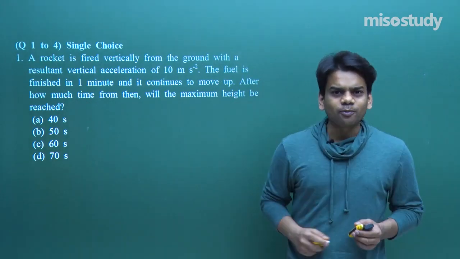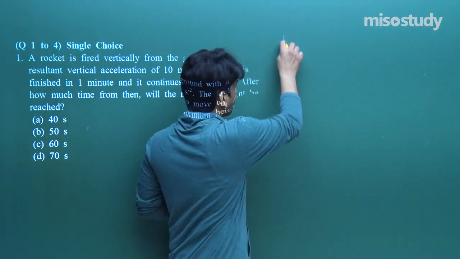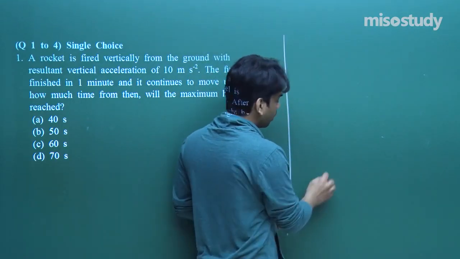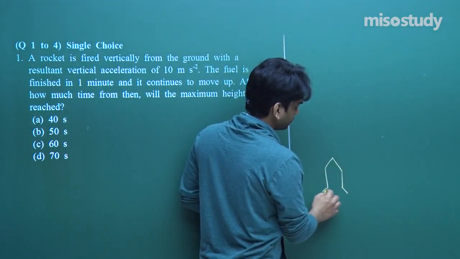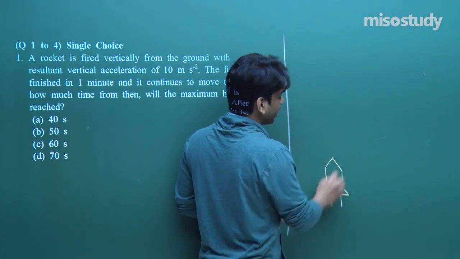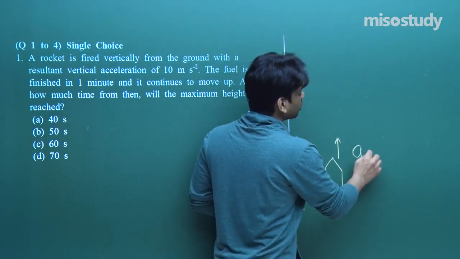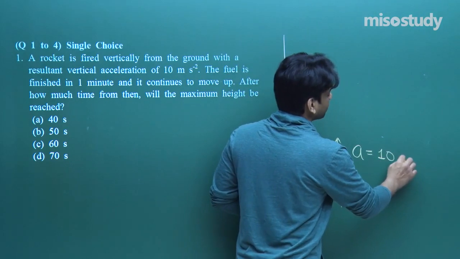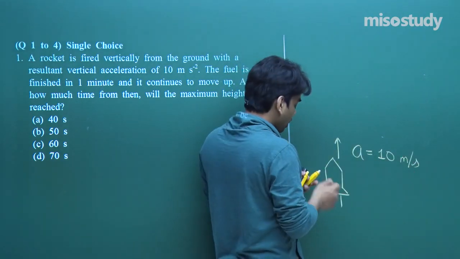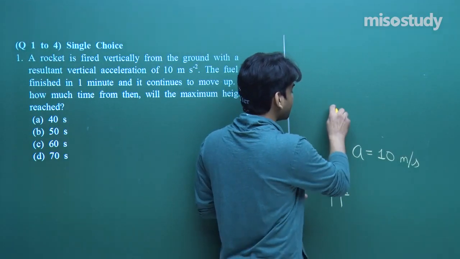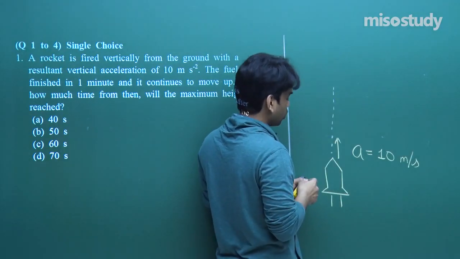Let me show you the diagram of what is happening. We have a rocket that's moving up. Let me draw a rocket here, moving up as shown. It's moving up with an acceleration of 10 meters per square second. Now how is the motion? First of all, it's moving with some acceleration for 1 minute. Let me show you that.